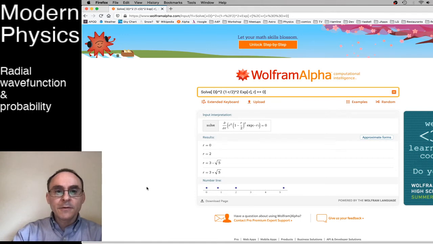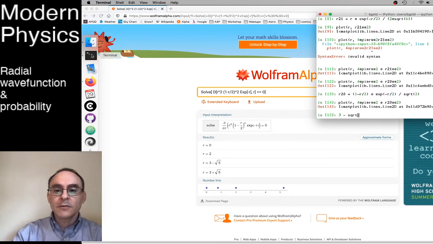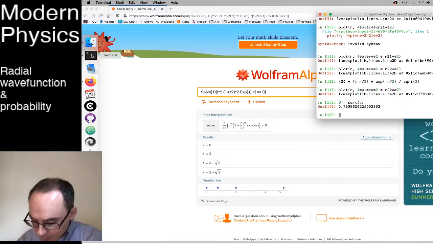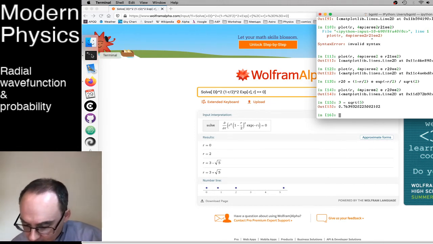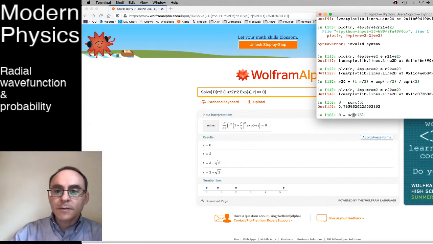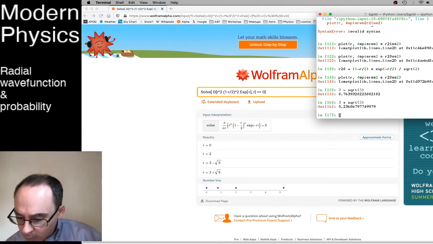What is 3 minus root 5? Can I get a numeric approximation to that? I can probably just do that in Python quicker. What is 3 minus square root 5? About 0.76. So I get a peak at about 0.76 a naught. And then 3 plus square root 5 is about 5.24.